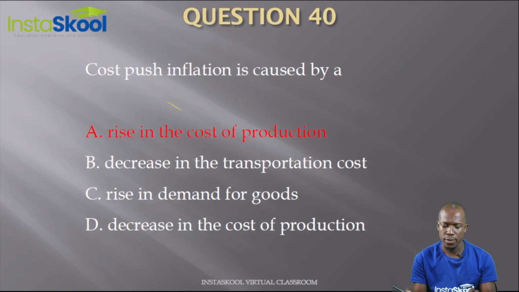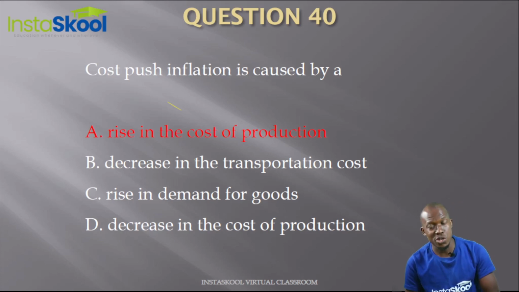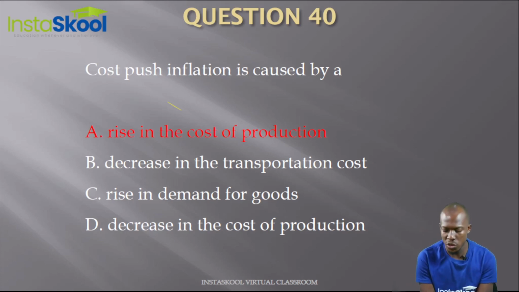Question 40. Cost push inflation is caused by dash. A says rise in cost of production, B says decrease in cost of transportation, C says rise in demand for goods, and D says decrease in cost of production. Now, inflation generally has two main causes. We have the demand pull inflation, which we explained in one of our previous classes, and cost push inflation.